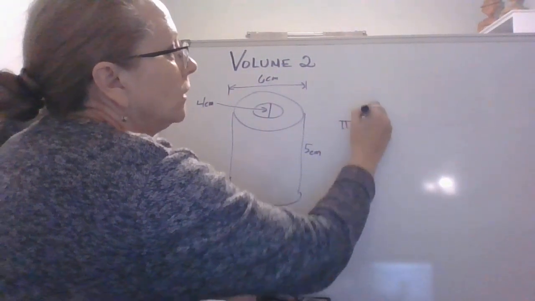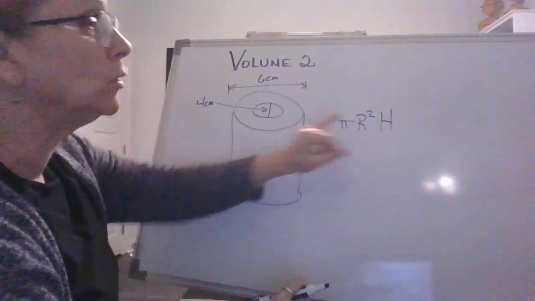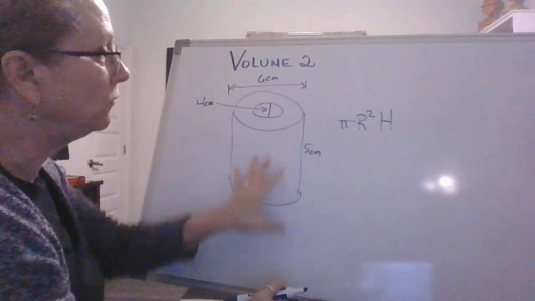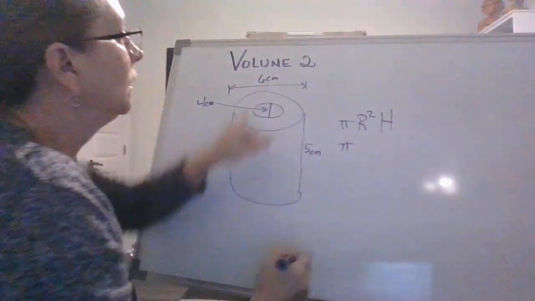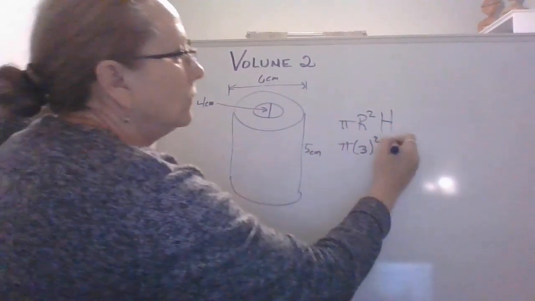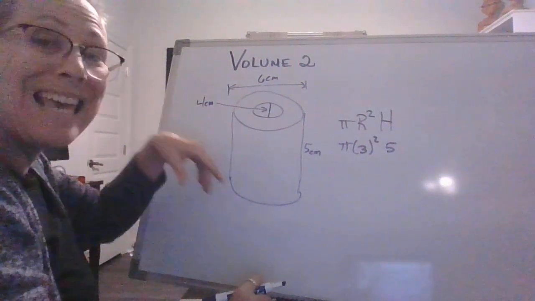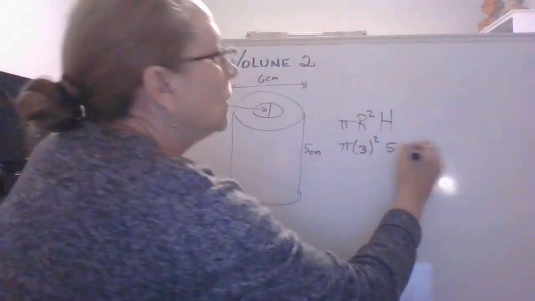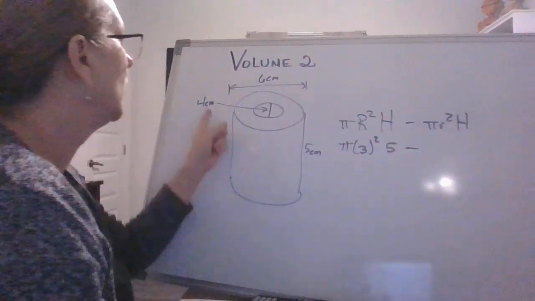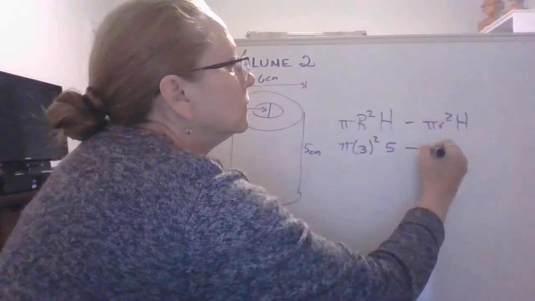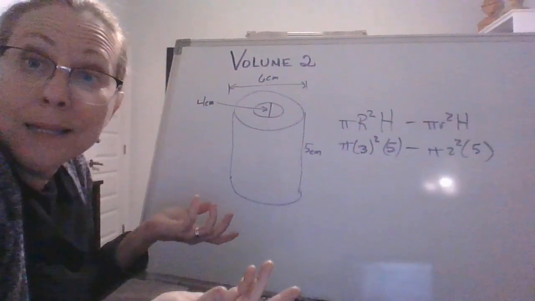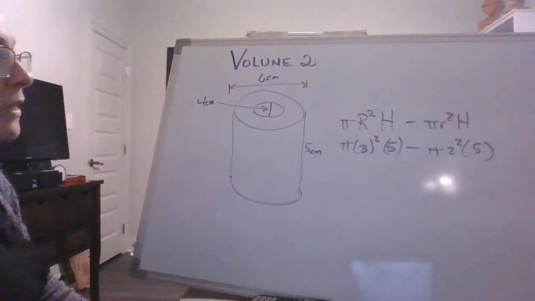Pi r squared times its height. Now I use capital R because there are 2 cylinders here. There's the little one in the middle that we're going to take out, but we're focused on the big one right now. So pi, the radius is not 6, the radius is 3 squared, and our height is 5. Now we want to take out the other cylinder. So that other cylinder is pi little r squared times the height. They are the same height. That radius is 2. So they are practically identical, but one is a little bit smaller than the other.